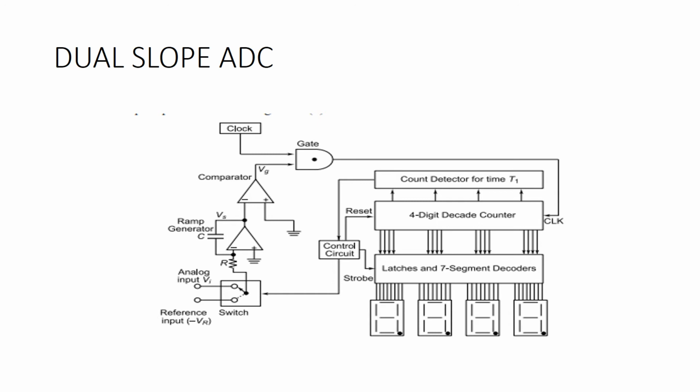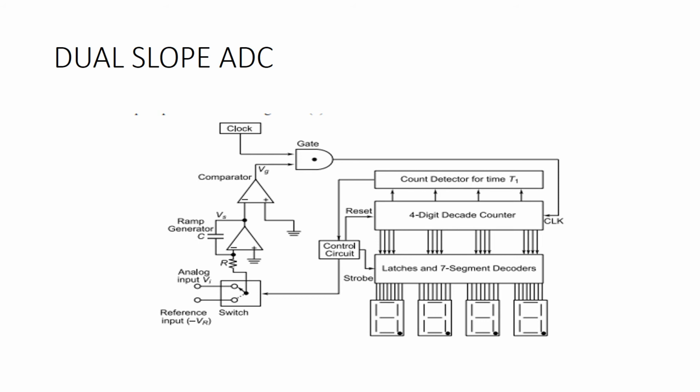The analog input voltage is positive and the input to the ramp generator or integrator is switched to the unknown analog input voltage first. Since the positive analog input voltage is connected to the inverting input of the integrator, the output Vs is a negative ramp, while the comparator output Vg is positive and the clock is passed through the AND gate. This results in counting up of the 4-digit decade counter.